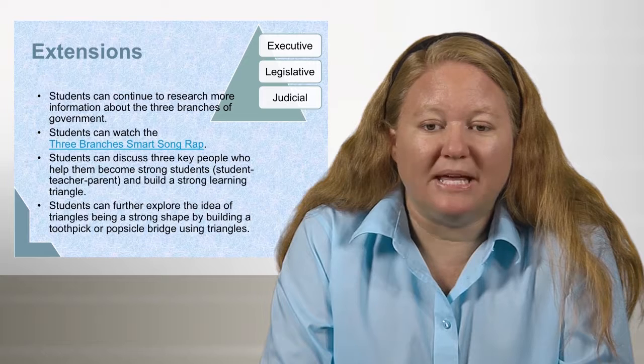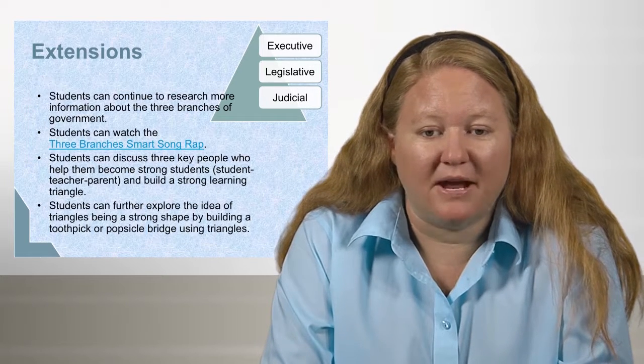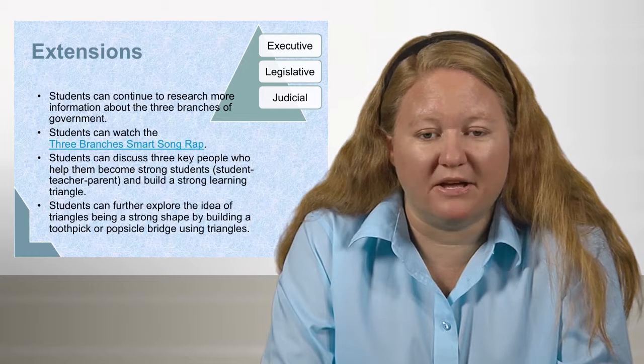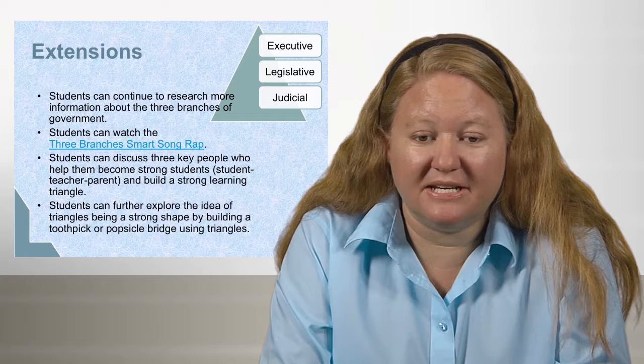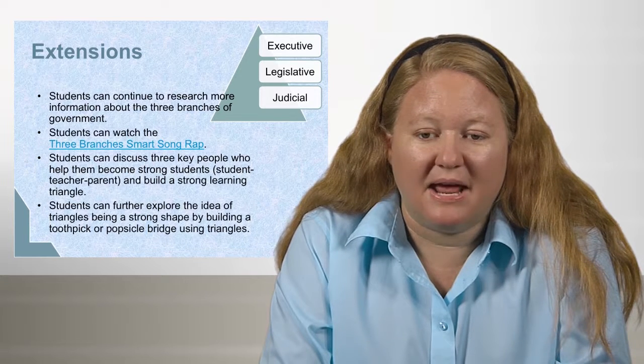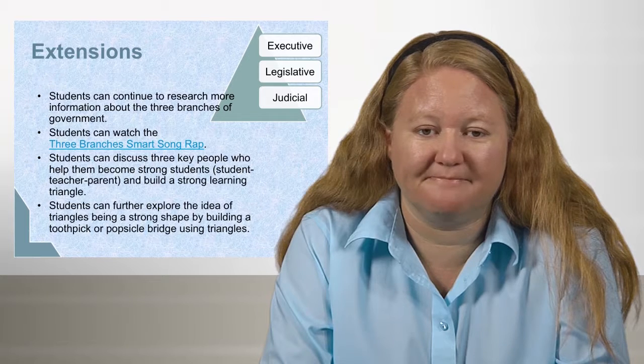Students can discuss three key people who help them become strong students: student, teacher, parent, and build a strong learning triangle that supports them in school. Or you can further explore the idea of triangles being a strong shape and have the students build a toothpick or popsicle bridge using triangles.